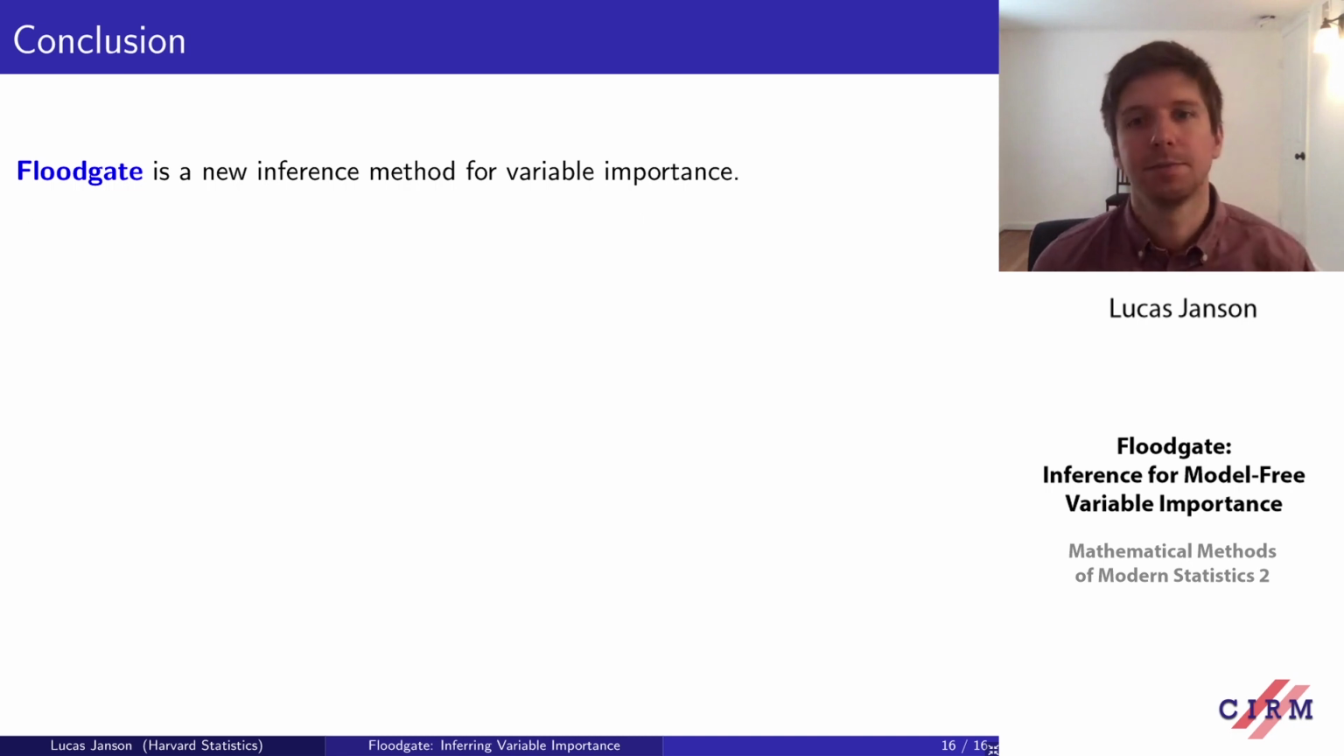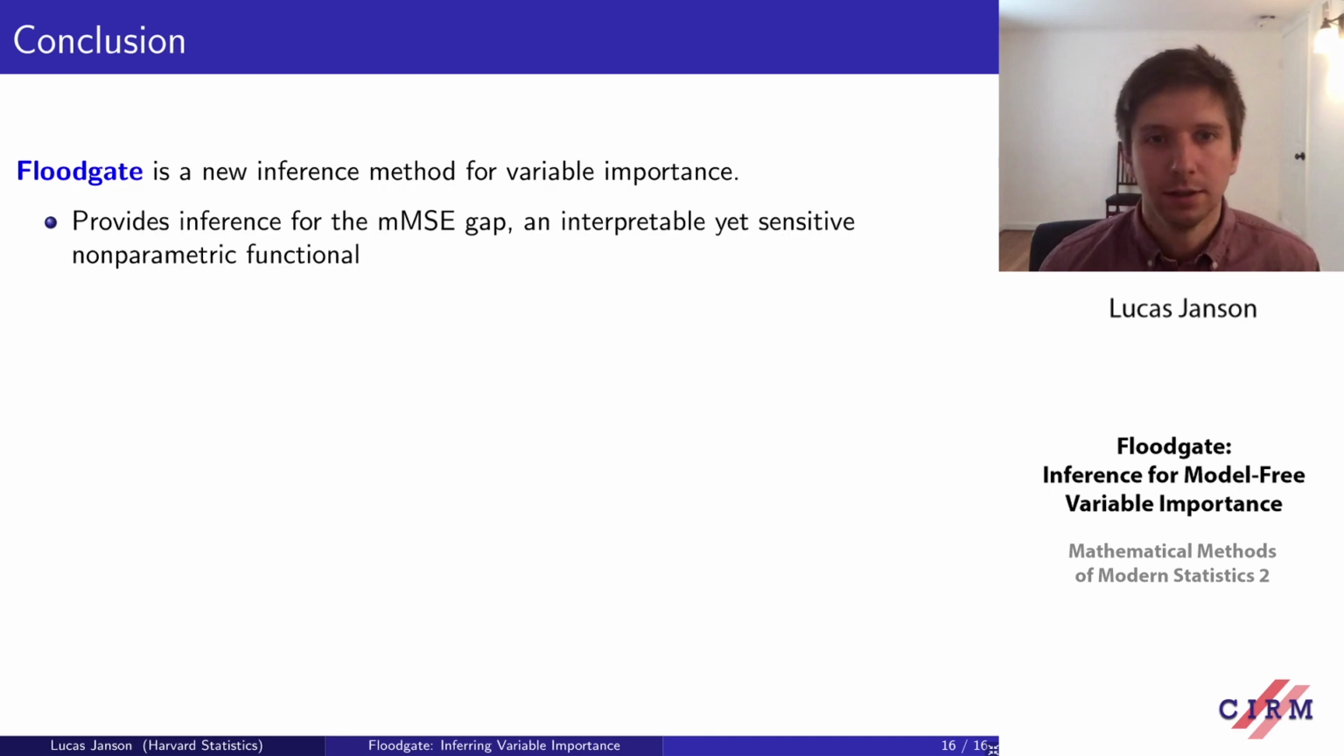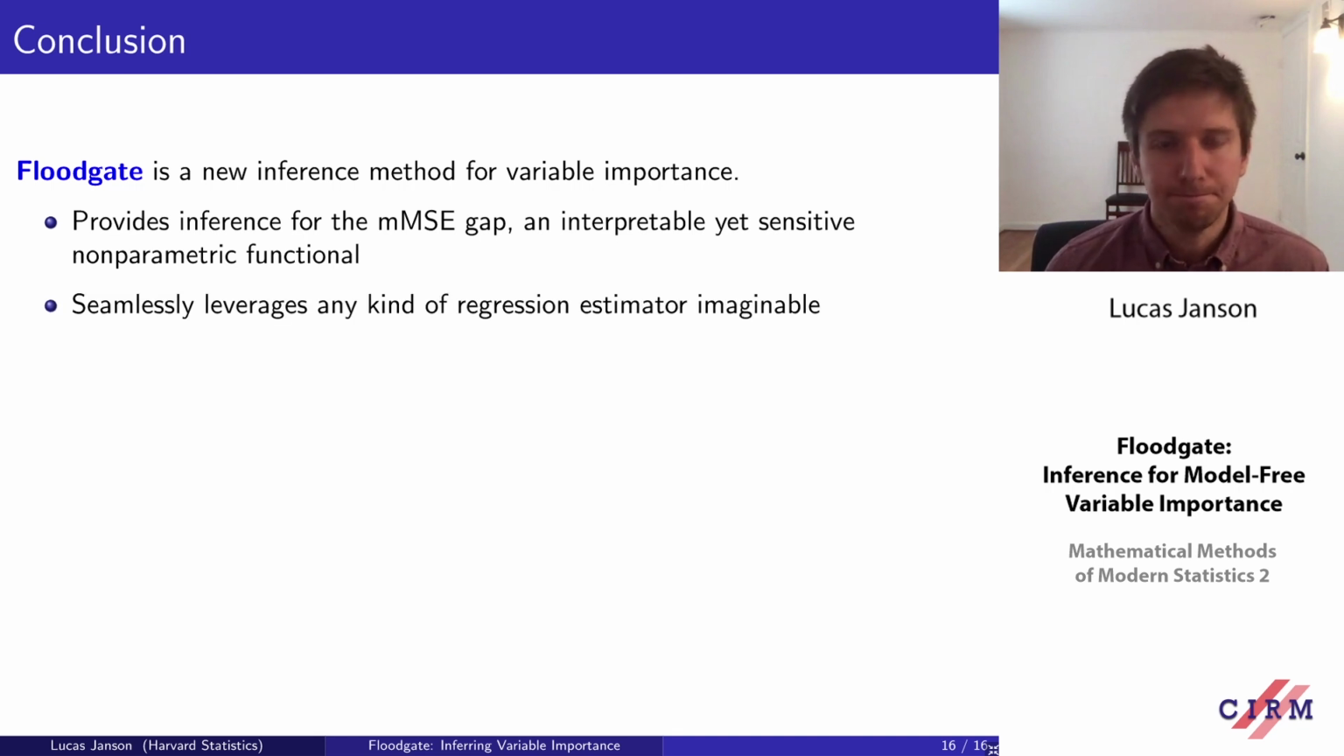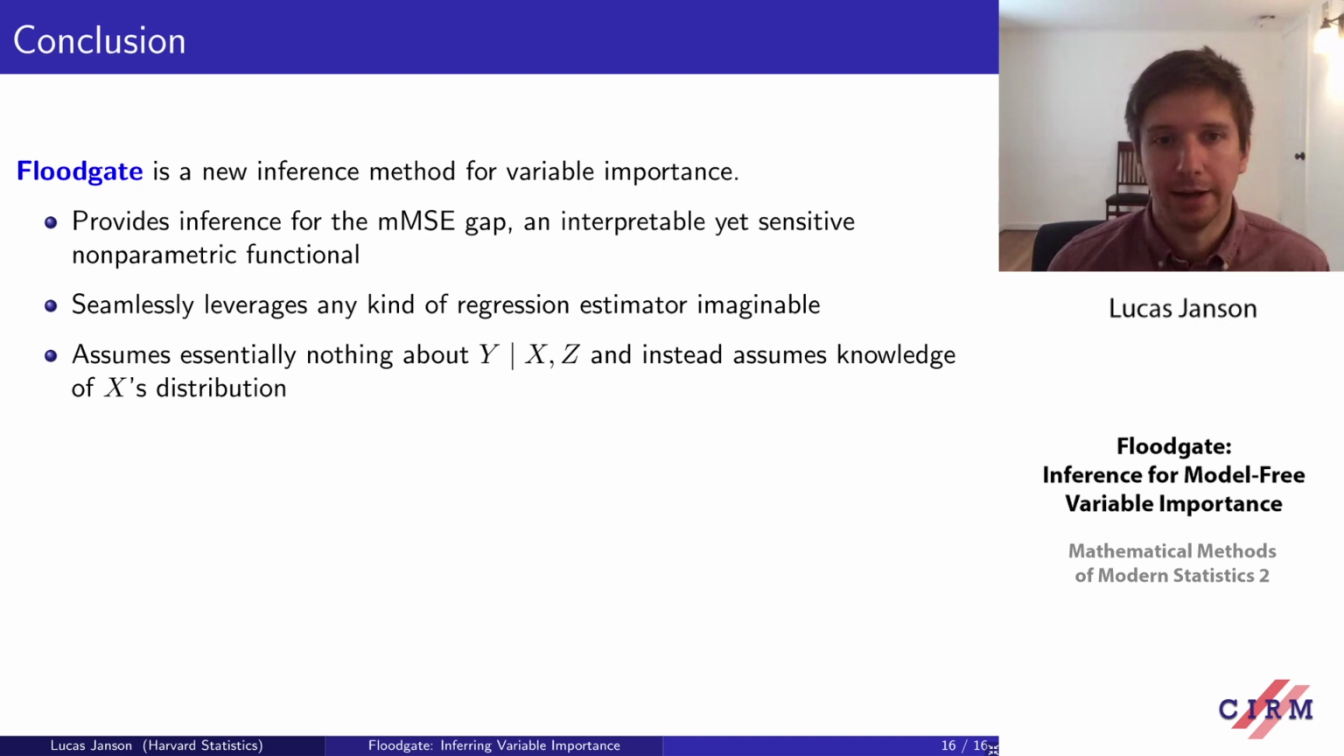All right, I'm going to end just to conclude. Floodgate is a new inference method for variable importance. It has a number of desirable properties. It provides inference for this minimum mean squared error gap, which I think is a really interpretable yet sensitive non-parametric functional that measures variable importance. It seamlessly leverages any kind of regression estimator that you might want. It can use machine learning, it can use domain knowledge, however you want to estimate mu star with some mu, Floodgate can take advantage of that.